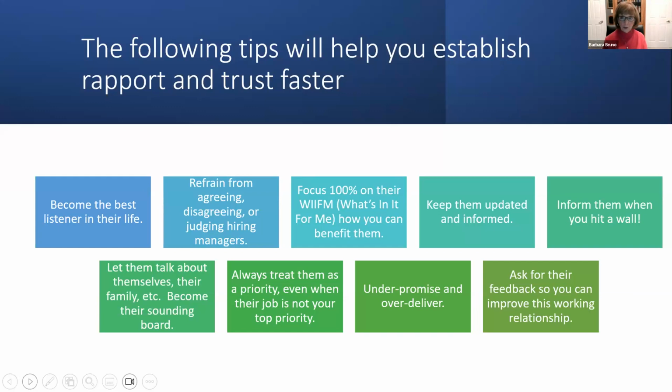So people are surprised by the quality that you're presenting, and they're surprised by your ability to deliver on time. So under promise and over deliver. And always ask for feedback. Let them know that I would love feedback, because every time you give me feedback, I can fine tune my efforts on your behalf.